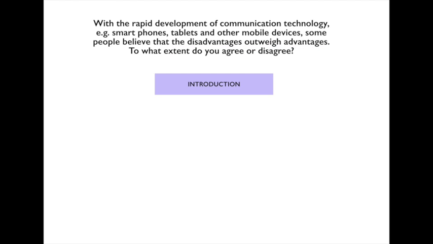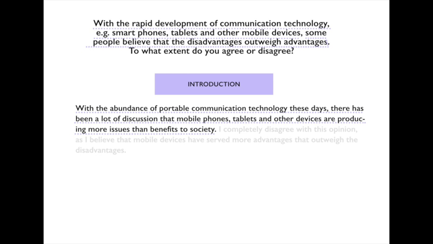Okay, now we can go back to our introduction. Woo! I promise you it will take you less than a minute now that we have the rest of our arguments planned out. Okay, so the first thing I always do is to literally just paraphrase the main argument, aka change the words. That's how simple it is. So the task says, with the rapid development of communication technology, such as smartphones, tablets, and other mobile devices, some people believe that disadvantages outweigh advantages, and so on.